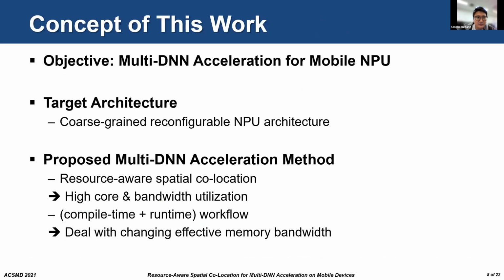This slide shows the concept of this work. The objective is to enable multi-DNN acceleration for mobile MPUs that can be integrated in mobile SoCs. We selected a coarse-grained reconfigurable MPU for the target architecture to maximize the utilization without much hardware overhead. Based on the target architecture, we propose a resource-aware spatial collocation method to avoid core and bandwidth utilization drop due to load imbalance between heterogeneous workloads.